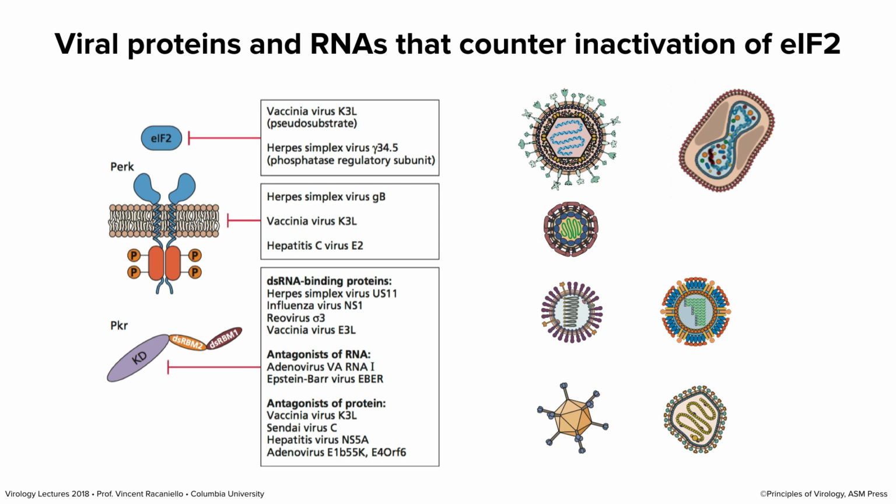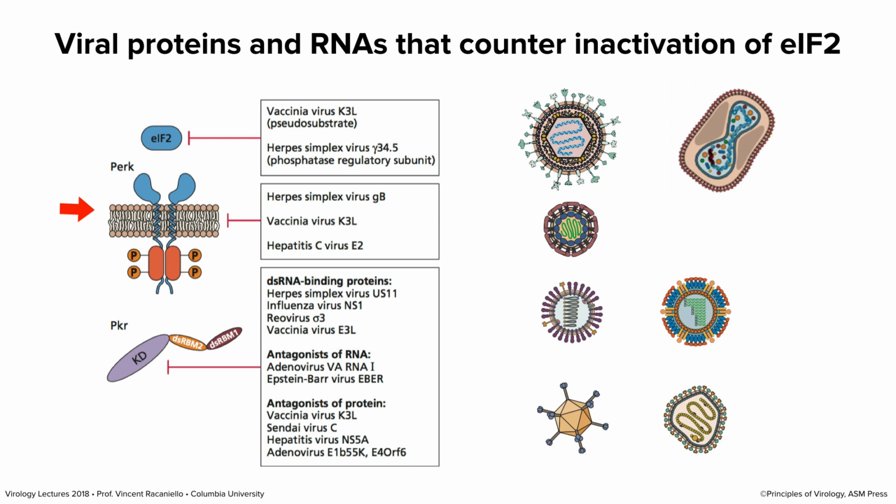Some viruses interfere with EIF2 itself. They make what we call pseudo-substrates. It looks like EIF2, and it's phosphorylated by PKR, but PKR ignores the EIF2 in a cell because there's so much viral protein present that you don't get shut off of host translation. Some viruses encode inhibitors of the kinases.